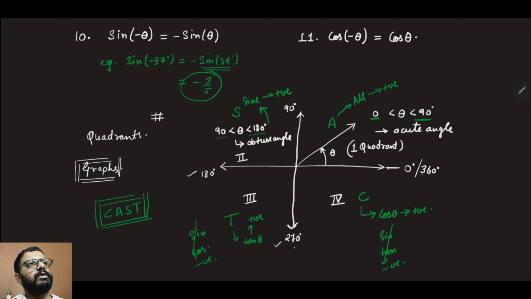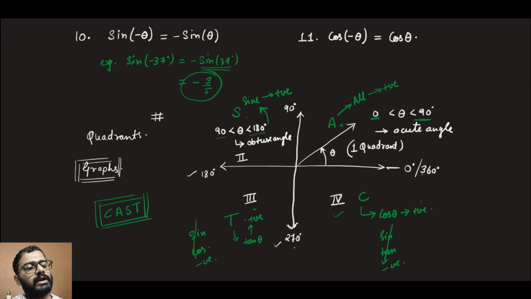Okay, so this is how you have to remember. C in the fourth quadrant, A, S, T this way. C means cos is positive in the fourth quadrant. All are positive in the first quadrant. In the second quadrant, sine is positive. In the third quadrant, tan is only positive. Right? So this is our quadrant rule.